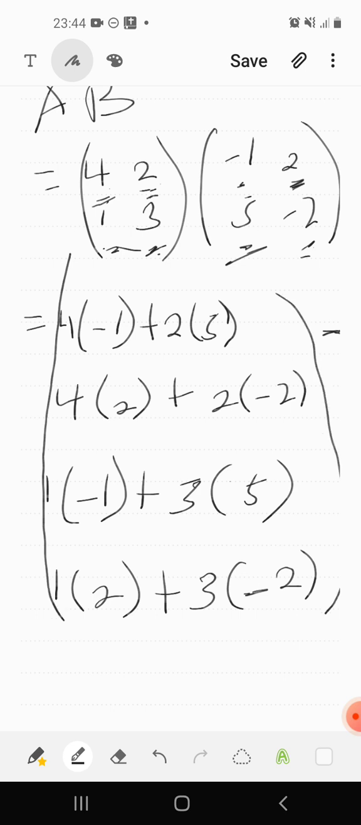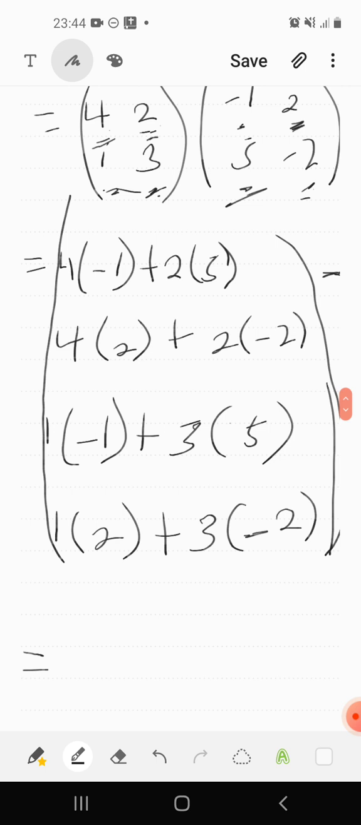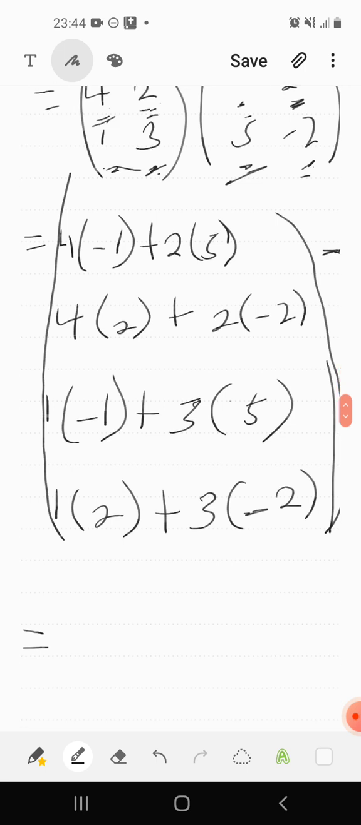Okay, yes. Then the next step is to simplify them. We are going to simplify them as it is. So 4 times -1 will give us what? -4, right? Then 2 times 5 will give us what? Will give us 10. So we have plus 10. Then 4 times 2 give us what? 8. Then 2 times -2 will give us what? -4. So we have -4.